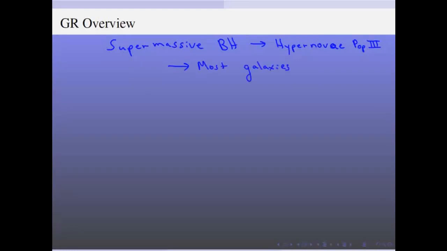Now these black holes at the center of galaxies we call supermassive black holes. One way they could have been formed were these hypernovae from the population 3 stars that we talked about in the last lecture. There are other ways that they could have formed. They definitely could have formed from the aggregation of many black holes. And it looks like most galaxies have a supermassive black hole at their center.